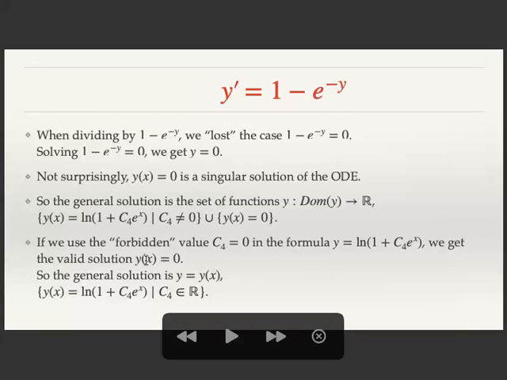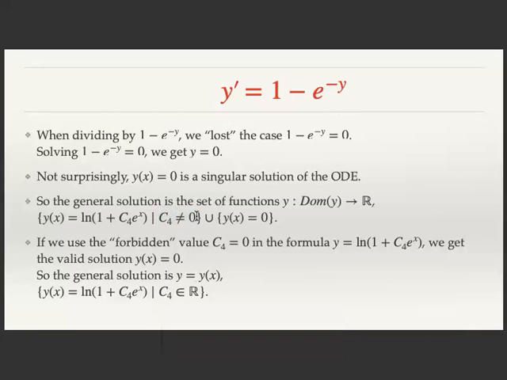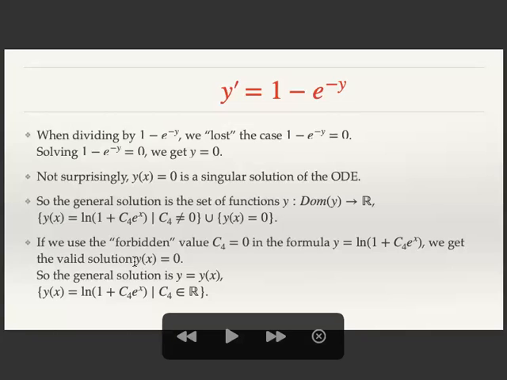But it turns out that we can write both of these solutions together, in this case, just by allowing C4 to be 0. The restriction that C4 should not be 0 only came because of the way we solved the problem. If we actually allow C4 to be 0, this just gives us the valid solution y of x is equal to 0. So we can write all the solutions using just one formula, namely natural log of 1 plus C4 e to the x, if we allow C4 to be any real number, including 0.